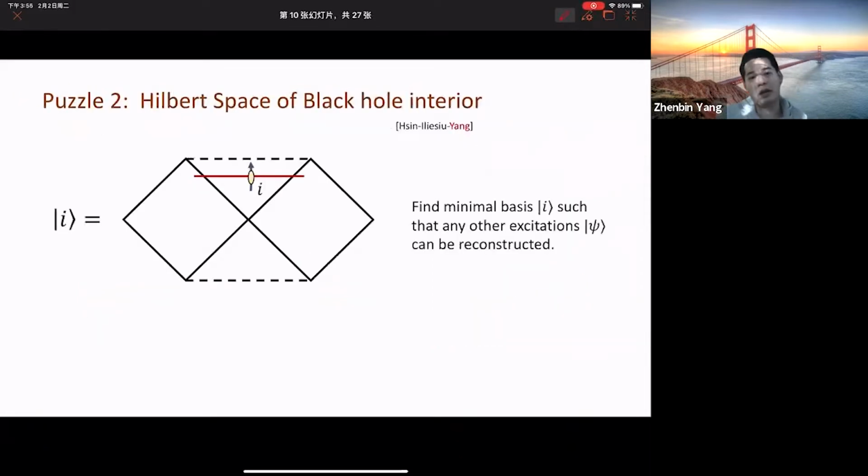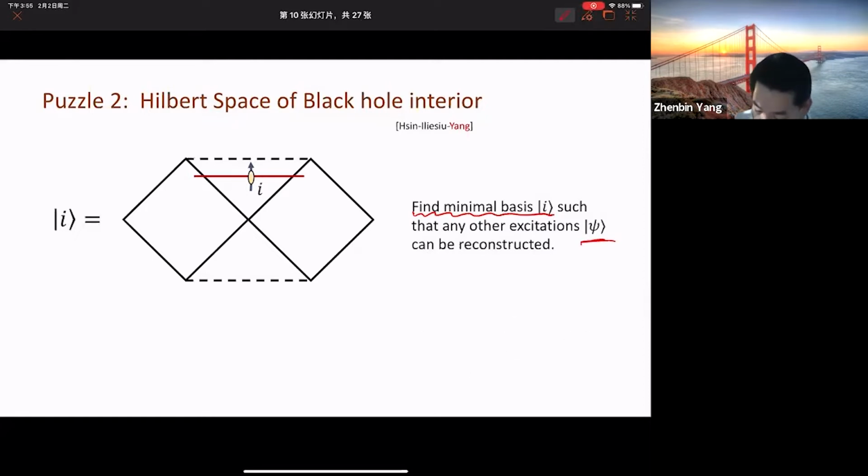To talk about the second puzzle, the state counting problem, that there are too many states, too many semi-classical states. The strategy I will use is to directly construct a minimum basis out of those semi-classical states. So we will find a minimum basis of states I, such that any other excitation inside the black hole interior, let's call it psi, can be reconstructed from the states I.